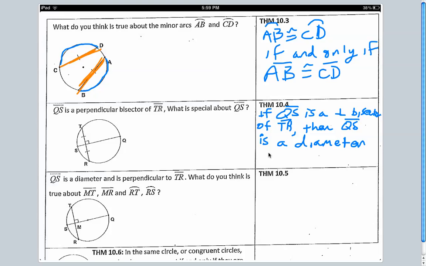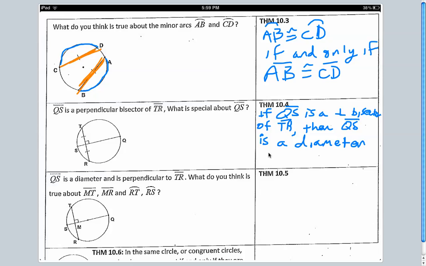So if QS is a diameter, then we've got a number of things going on. We also know, well, I'm sorry, let's stop there. We'll go on to the next theorem where we learn some more stuff about this picture. I apologize. We're moving on to the next picture.